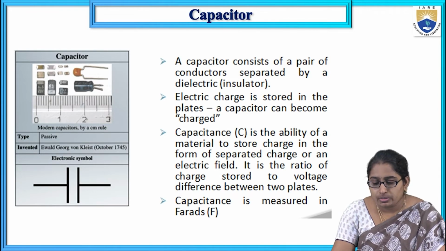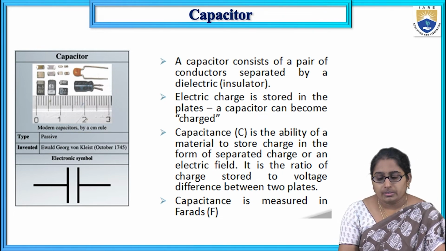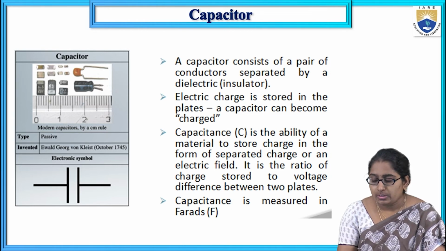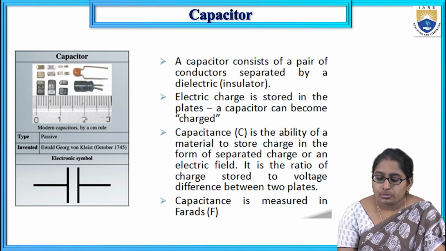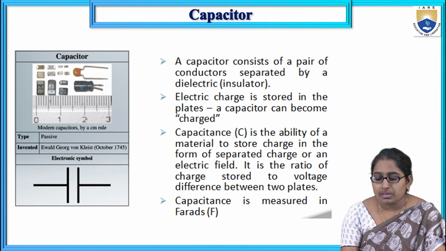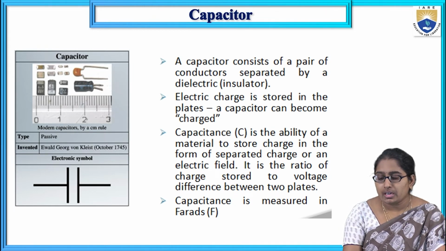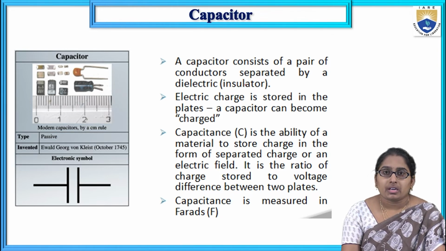Next is the capacitor. What is meant by a capacitor, what is the definition? Then the VI relation, then power and energy. A capacitor basically consists of a pair of conductors separated by a dielectric, meaning an insulator.